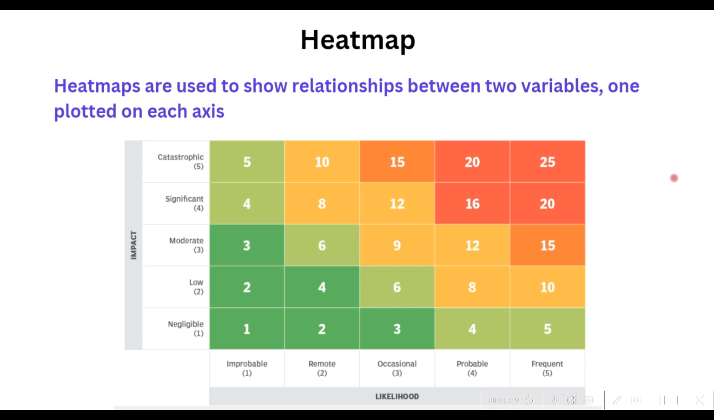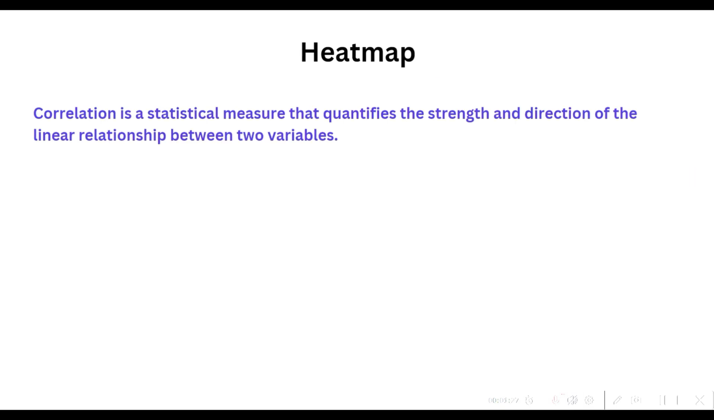Let's quickly understand the term correlation. Correlation is a statistical measure that quantifies the strength and direction of the linear relationship between two variables. It ranges from -1 to +1, where -1 indicates a perfect negative correlation, +1 indicates a perfect positive correlation, and 0 indicates no correlation.